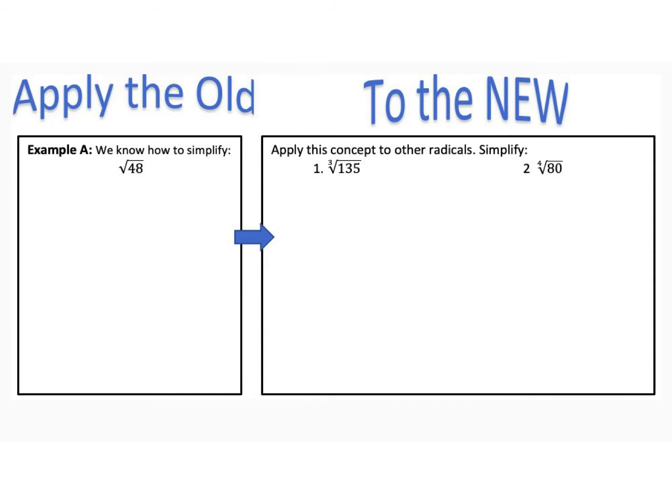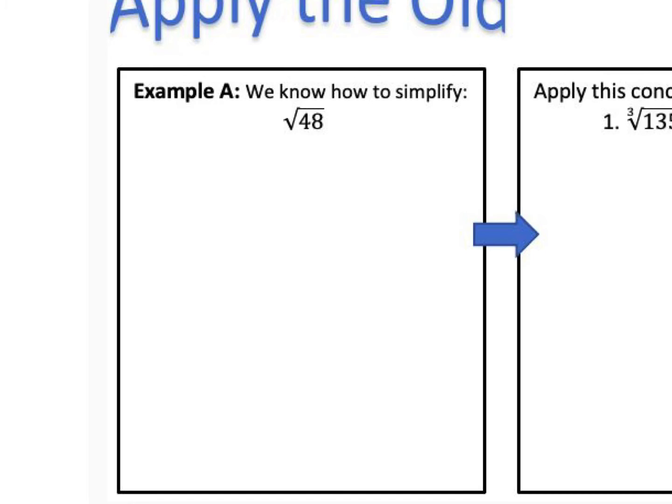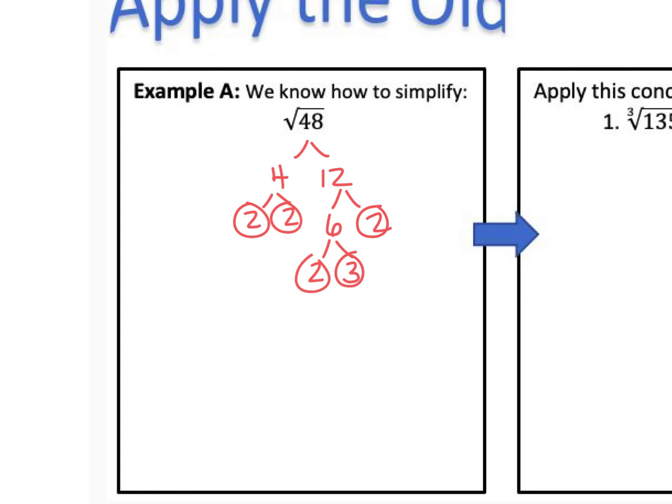So let's begin by looking at something old, and then we'll apply it to something new. We've learned how to simplify the square root of 48. So one way of simplifying a radical is to break down the radicand into a product of primes. So 48 is 4 times 12, 4 is 2 times 2, both primes, so I circle them. 12 is 6 times 2, and 6 is 2 times 3. This is not the only way to simplify, but it's kind of a low-stress way.